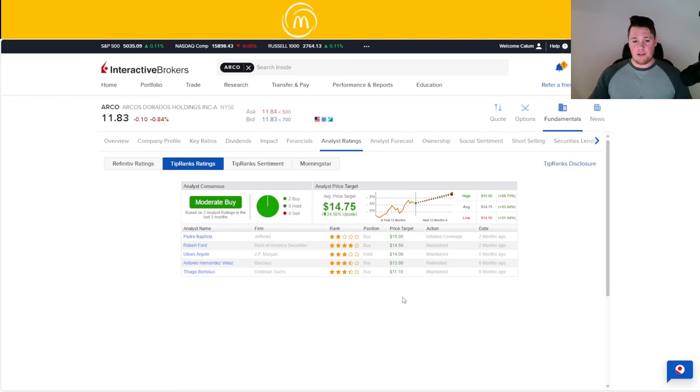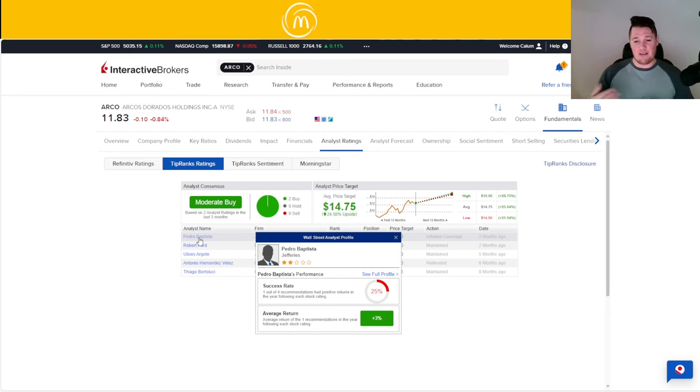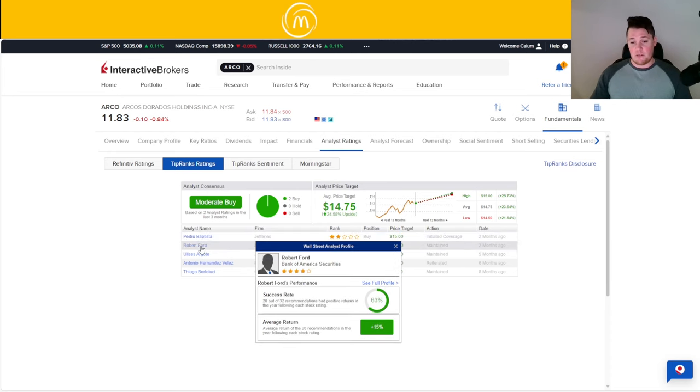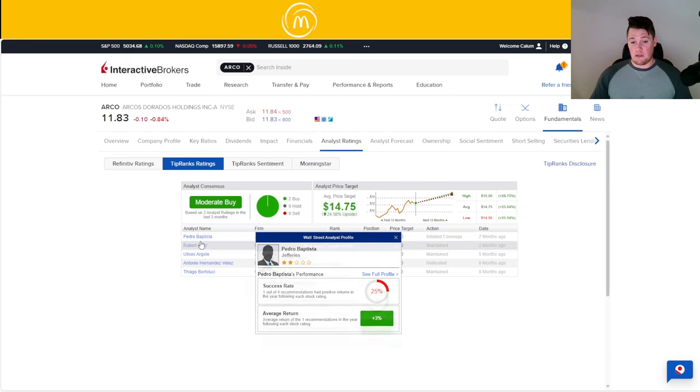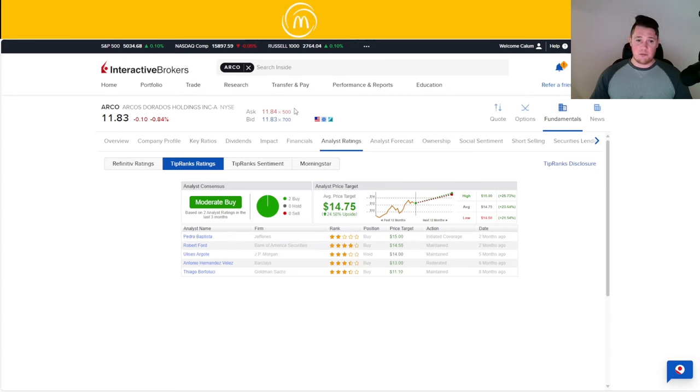But even on a side note though, a lot of these analysts don't necessarily have the best ratings, such as Pedro only 25%, Robert 63%. This one, I've never actually seen this individual before, but 100% success rating. Then again, it's only 6 out of 6, but still 100%, that's fairly good if you think about it.